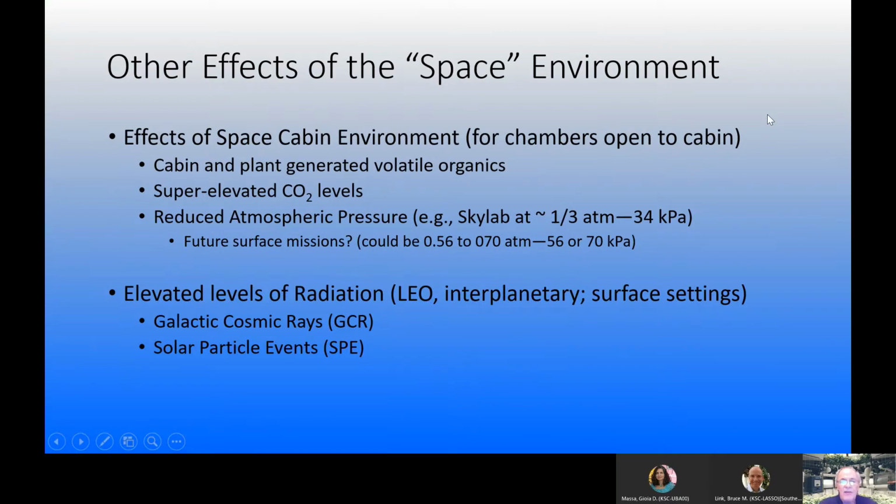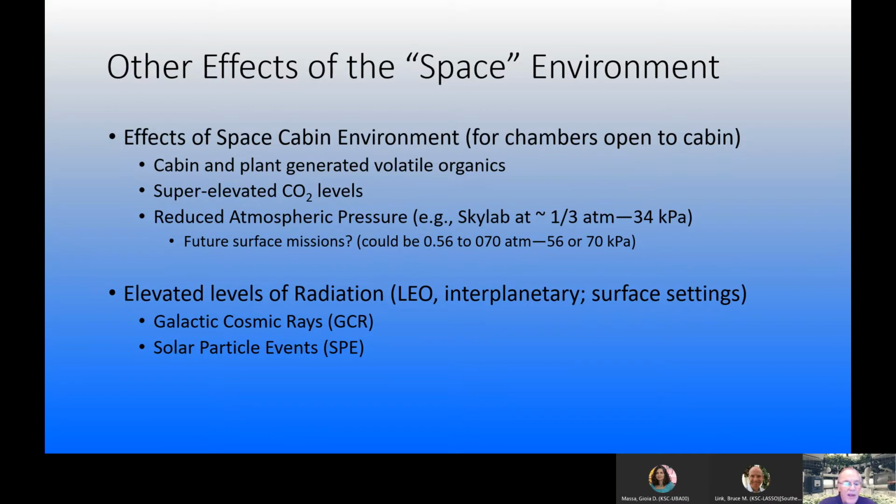So, other effects of the spaceflight environment. Not only are you facing different gravitational environments, you're facing other kinds of influences from space settings. For example, if you're open to a space cabin environment, there are volatile organics that are sort of blowing around. The carbon dioxide can be very high, even to almost super elevated levels. Depending on the mission, this isn't the case for the ISS, but future missions might be at reduced pressures. So that's a consideration that you need to include.